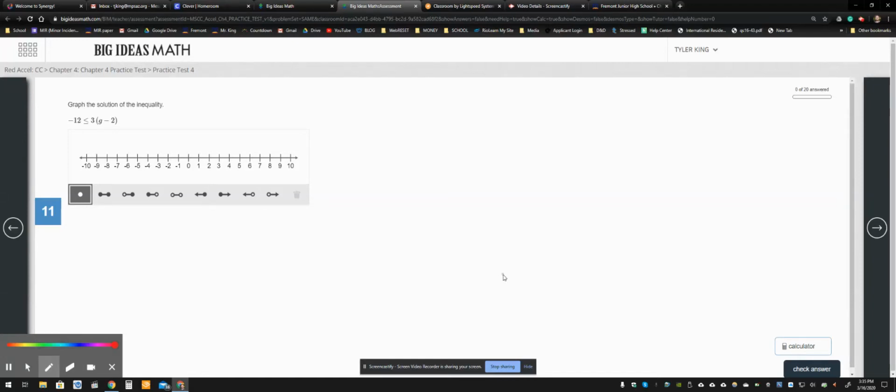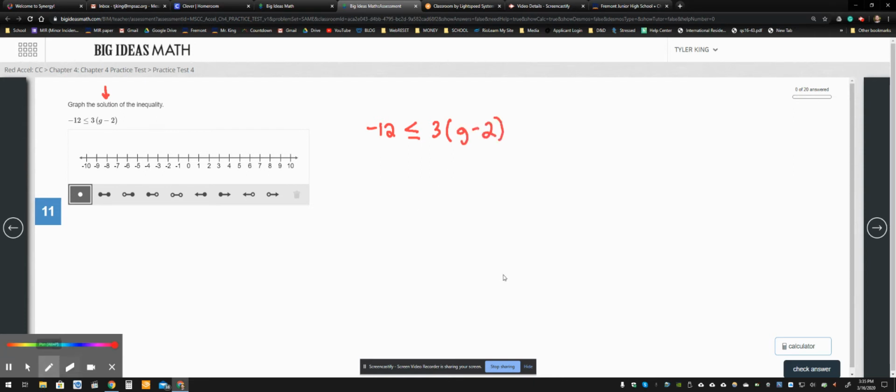Okay, so looking at this one, we want to graph the solution of the inequality, meaning we first need to find the solution of the inequality. So we're going to write out the inequality. Negative 12 is less than or equal to 3 times the quantity of g minus 2.